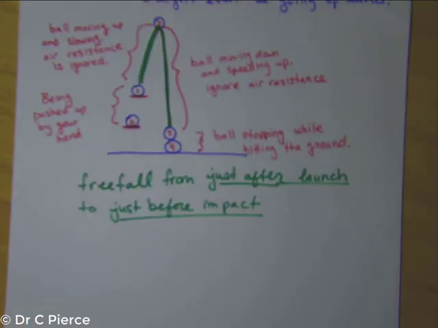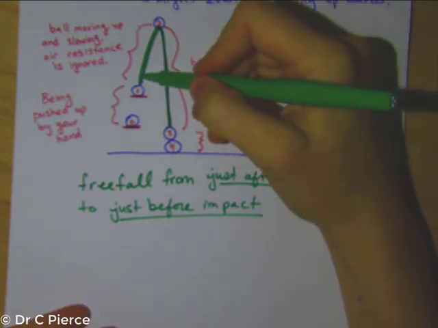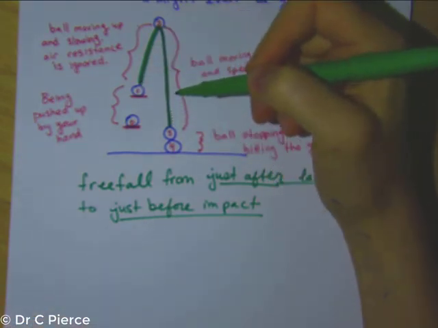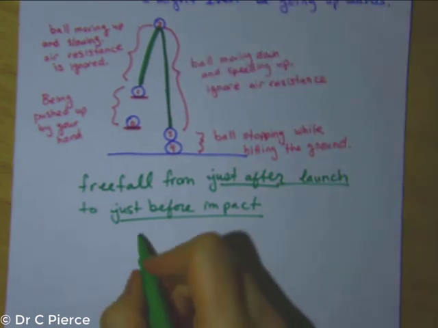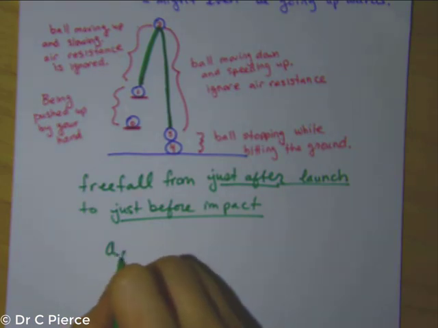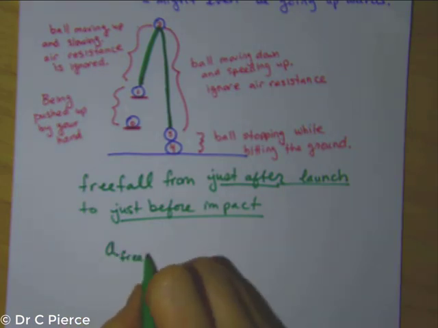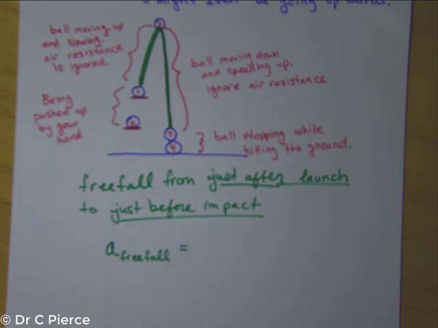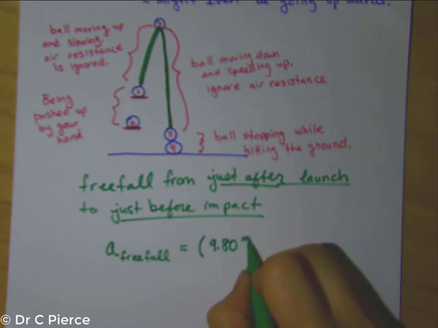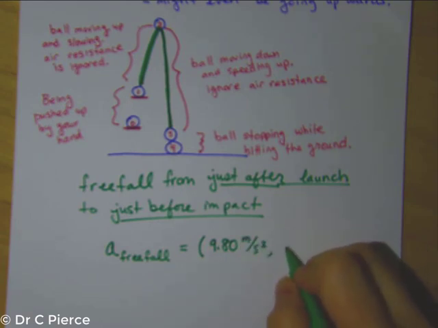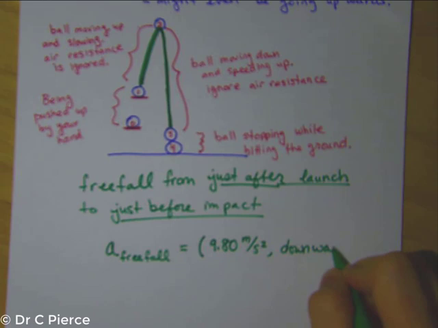And it's important to make these distinctions of just after launch and just before impact, because whenever the ball is in free fall, from time 1 to 2 to 3, it has a very specific acceleration, the free fall acceleration. So let's say a, and then maybe give it a little subscript of free fall. The acceleration of free fall is 9.80 meters per second squared. And then I'm going to say downwards, because gravity is always working downwards.